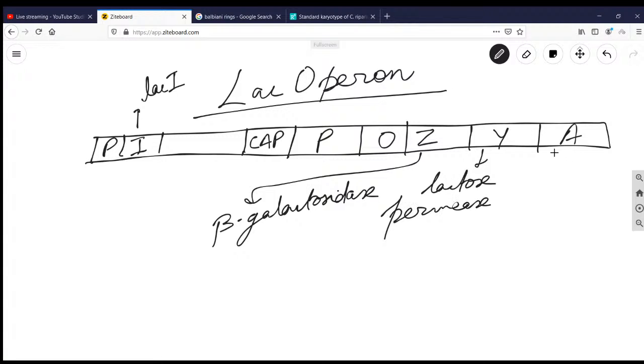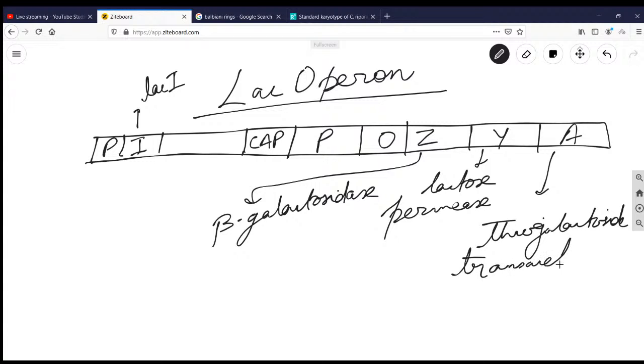Lactose permease, thiogalactoside transacetylase, or simply transacetylase you can also call it. Okay. Now, if the gene Y has a nonsense mutation, gene expression will stop at it.